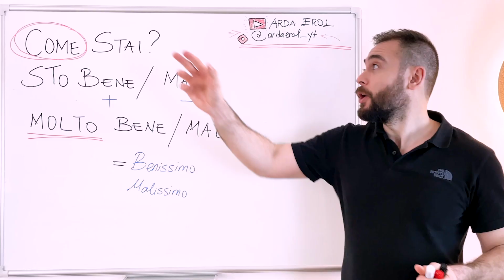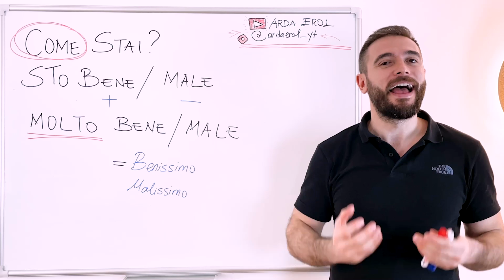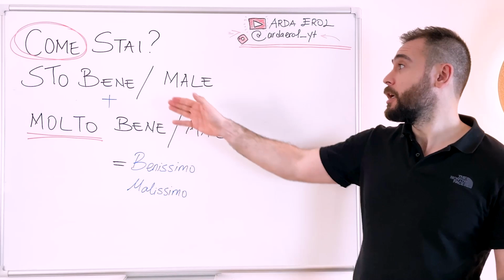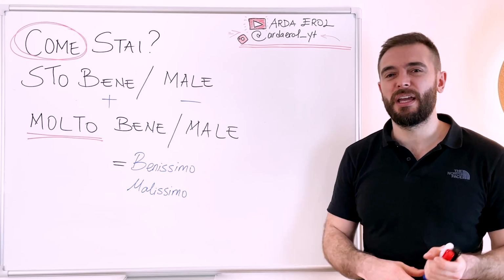Come stai means how are you, okay? And how do we answer? Sto bene. I'm good. I'm well. Sto bene. Sto male. I'm bad. Well, in English, you don't say I'm bad. You say I'm not okay, etc. But in Italian, you can say sto male.